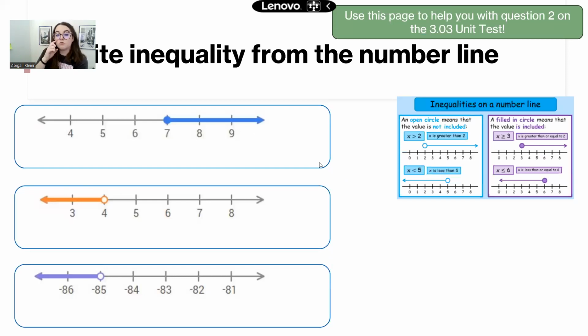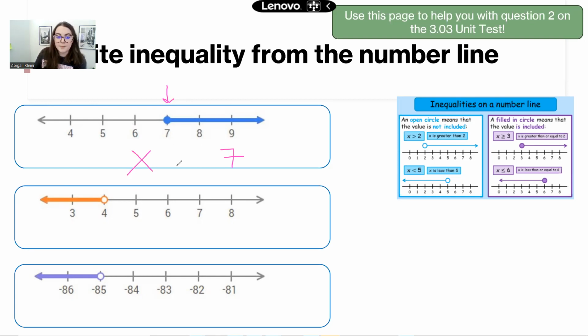Next, we're going to talk about writing the inequality from the number line. So this is the opposite of the slide that we just did. In this situation, we're given the number line and we have to write the inequality. So we keep the same concepts in mind. First, we write our variable and our number. So the number is where the dot is. And the next thing we want to do, just like we did on the last slide, is figure out what does the open versus closed circle mean?